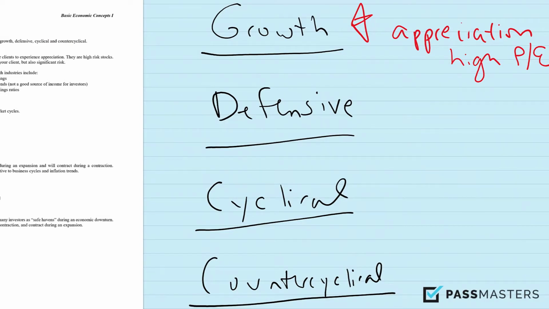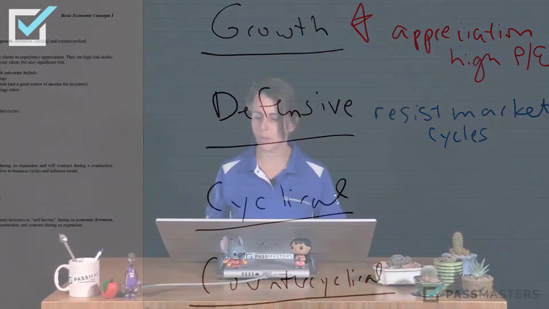Defensive industries are those that resist market cycles. So nothing to do with military stock at all. Every once in a while the test tries to trick you. No, that's not it. In an economic recession, what do you do no matter what? Or maybe you do it more.